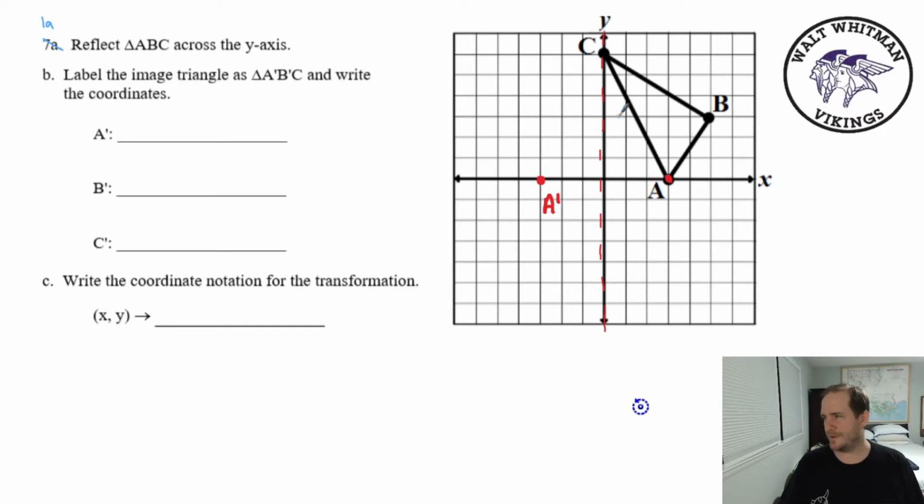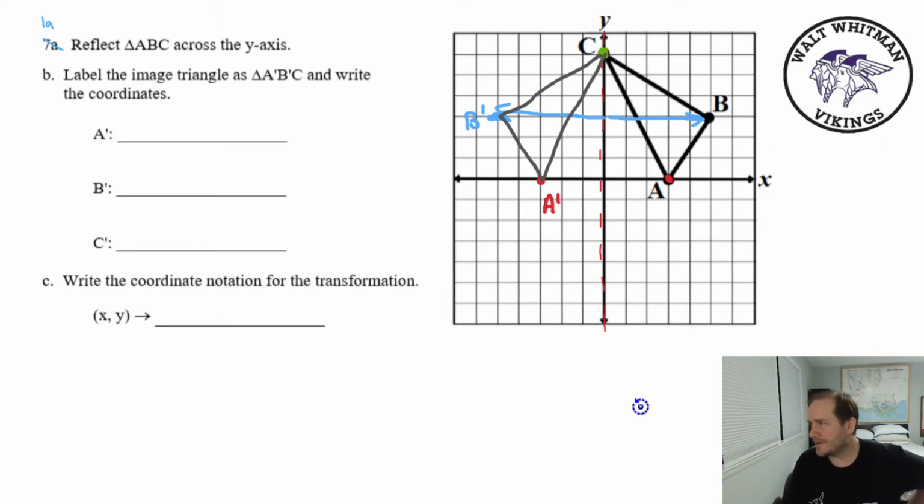We can do the same with B. We can see it's at a distance of 5 units from the mirror line. That means its image, when we bounce it over, has to be 1, 2, 3, 4, 5 units over to here. There's your B prime. And then C. C is on the mirror line. Points that are on the mirror line don't move. They just stay right where they are. So connecting the dots, we can tell that that's a pretty good reflection.